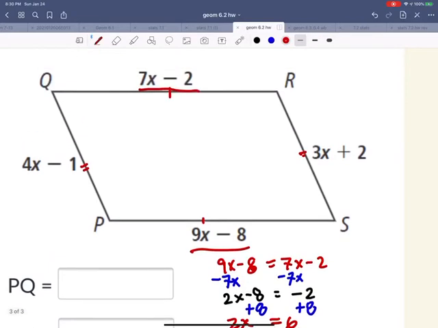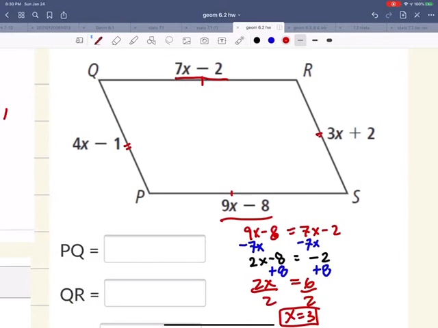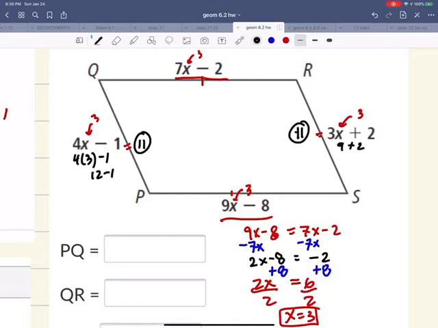Okay, x is 3. So we can kind of work that around here. So we put in a 3, and a 3, and a 3, and a 3. Let's see what we get. So 4 times 3, take away 1, is 11. And 3 times 3 is 9 plus 2 is 11, so we're feeling good about that. And then here we get 7 times 3, 21, take away 2 is 19. And 9 times 3 is 27, take away 8, which is also 19.